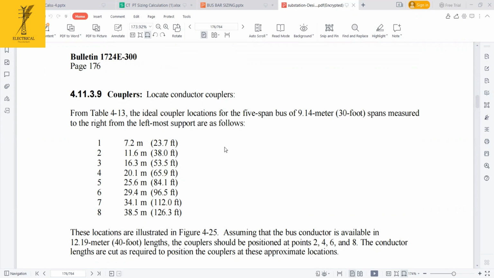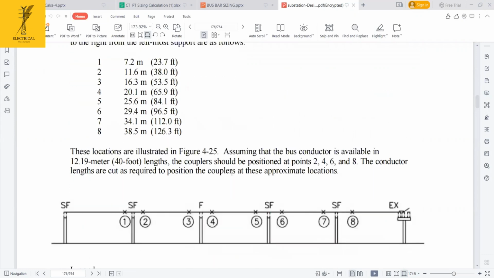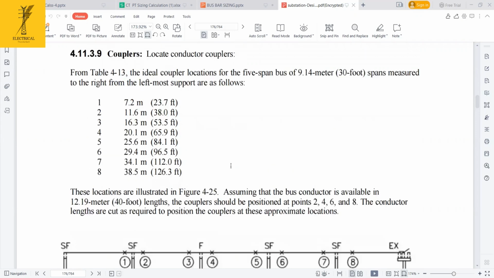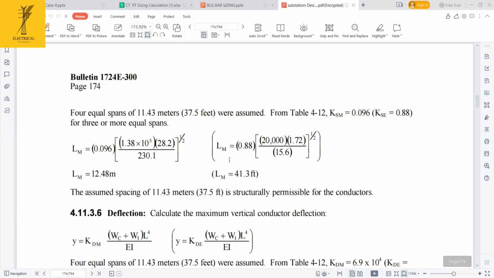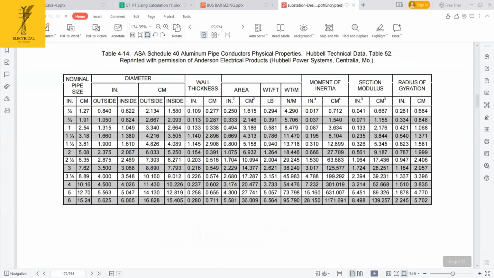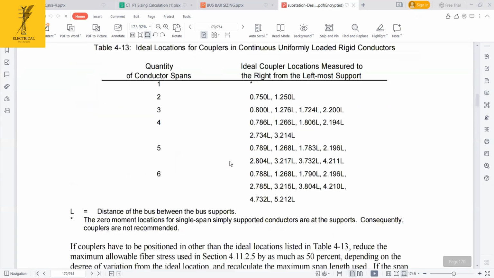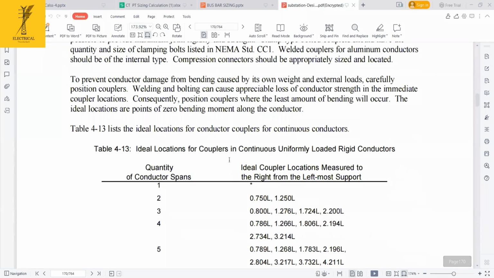How to place this coupler is derived in table 4.13, where mostly the couplers we are taking from the right to the left to the right. I will show you that to give you a better understanding. Let's see here.